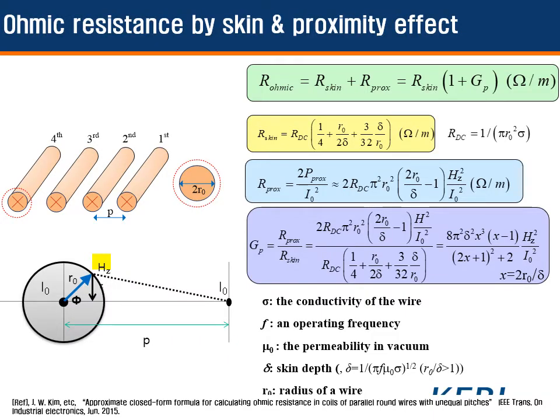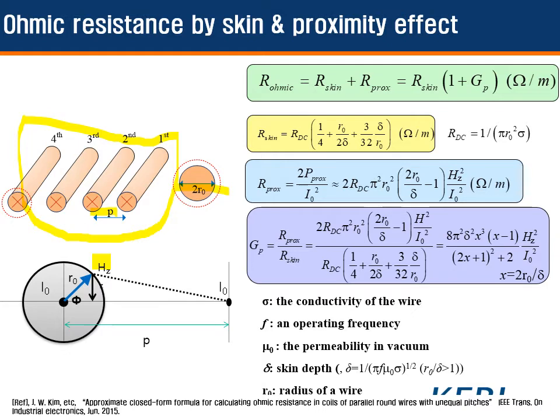Here is the simple configuration of 4 parallel wire conductors. P is the pitch between two neighboring conductors. The radius of the wire is R0. The current I0 in each wire will flow in the same direction.